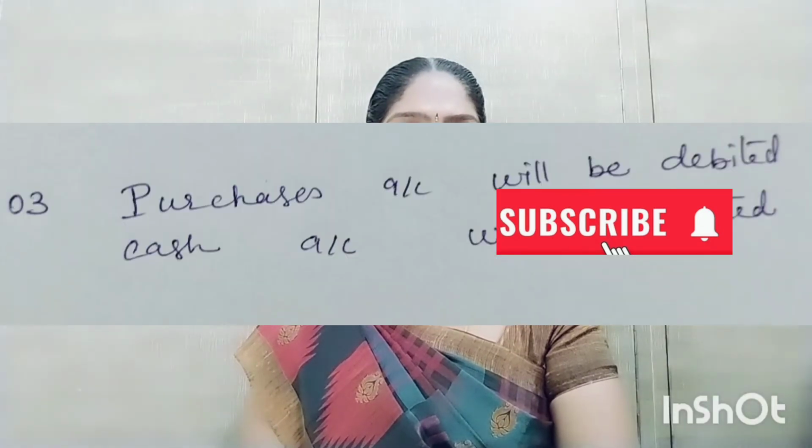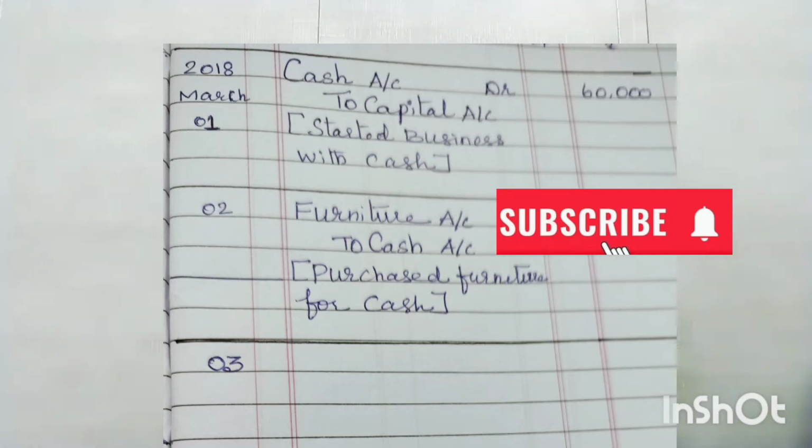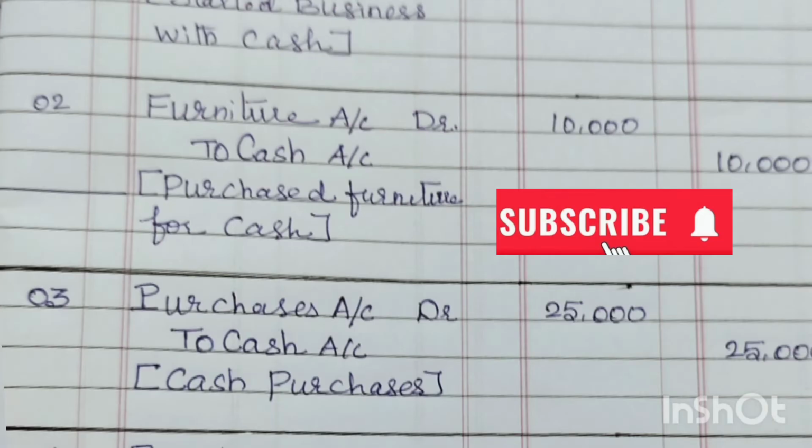Now we present these two transactions in the journal book. Come to the date column. What date is given in this transaction? Date is 3, so we write 3. Then come to the particulars column. What account will be debited? Purchases account will be debited. So we write purchases account very close to the margin of the particulars column, followed by the abbreviation Dr.